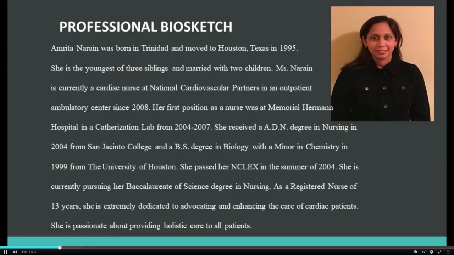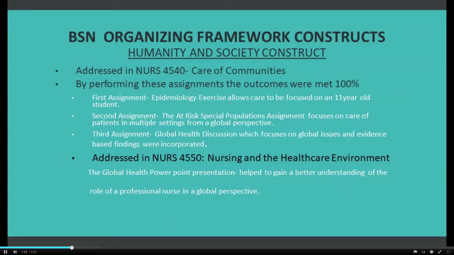As a registered nurse of 13 years, I am extremely dedicated to advocating and enhancing the care of cardiac patients. I'm very passionate about providing holistic care to all patients. The first student learning outcome from the undergraduate student handbook is Humanity and Society, which practices safe and effective holistic patient care to a variety of patients in multiple settings from a global perspective by incorporating theories and evidence-based findings.